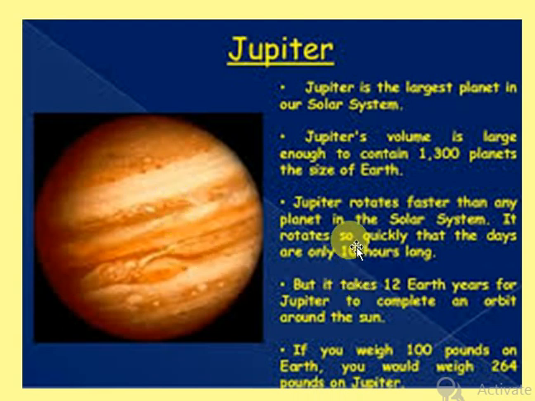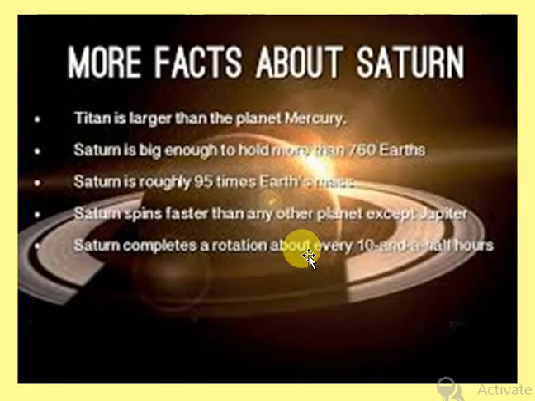So Jupiter rotates faster than any other planet in the solar system. It rotates so quickly that the days are only 10 hours long. But it takes 12 years for Jupiter to complete an orbit around the Sun. And if you weigh 100 pounds on the Earth, you would weigh 264 pounds on Jupiter. So this was about Jupiter. Now let us discuss Saturn.